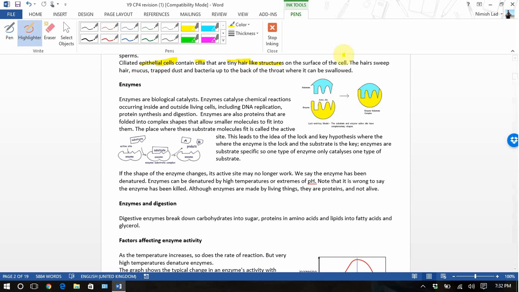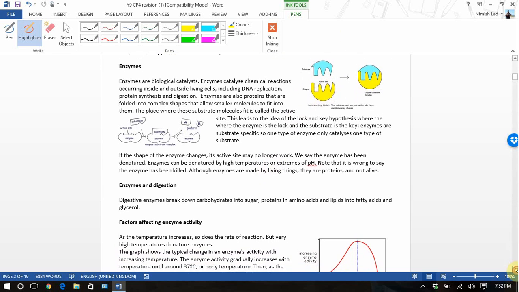You can actually change the shape of an enzyme. That's a bad idea because it means the enzyme won't be able to do its job properly. We call that change of shape denaturing. So when enzymes denature, they can't work properly. High temperature can do this, extreme pH levels can do this as well. We don't say the enzymes have been killed, we say they've been denatured.